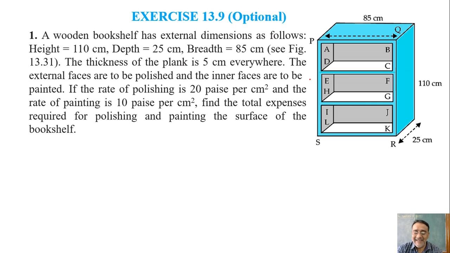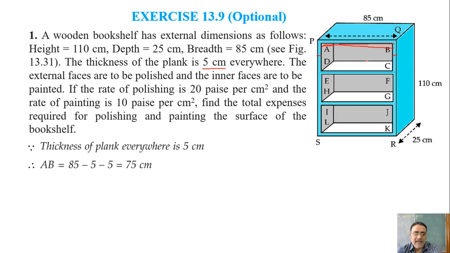So now the thickness of the plank is given. Thickness of the plank everywhere is 5 centimeter. It is given in the question. So what is the length AB? If you remove 5 centimeters, see, the total breadth is 85. Now we have to remove this 5 centimeter, this 5 centimeter. So AB will be 85 minus 5 minus 5. Is that clear? Yes, sir. Okay, fine. So AB will be equal to 75 centimeter.